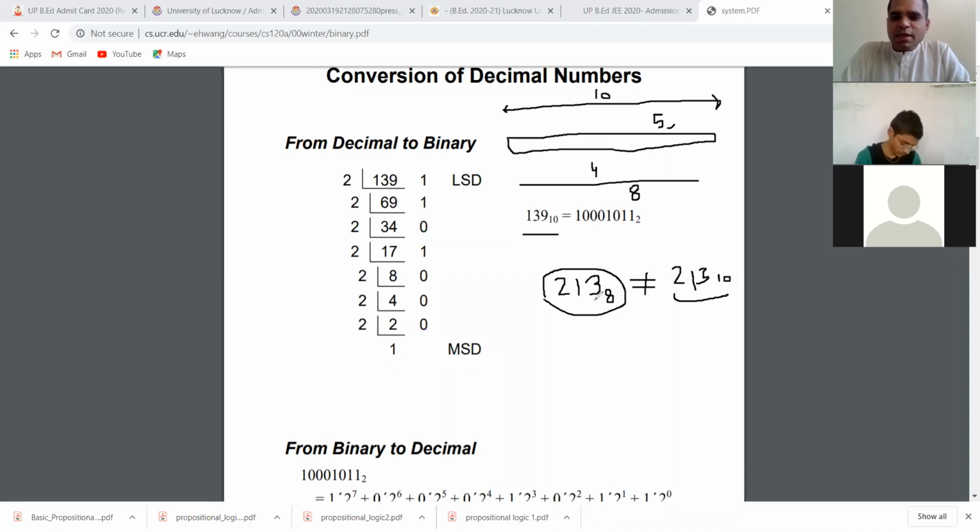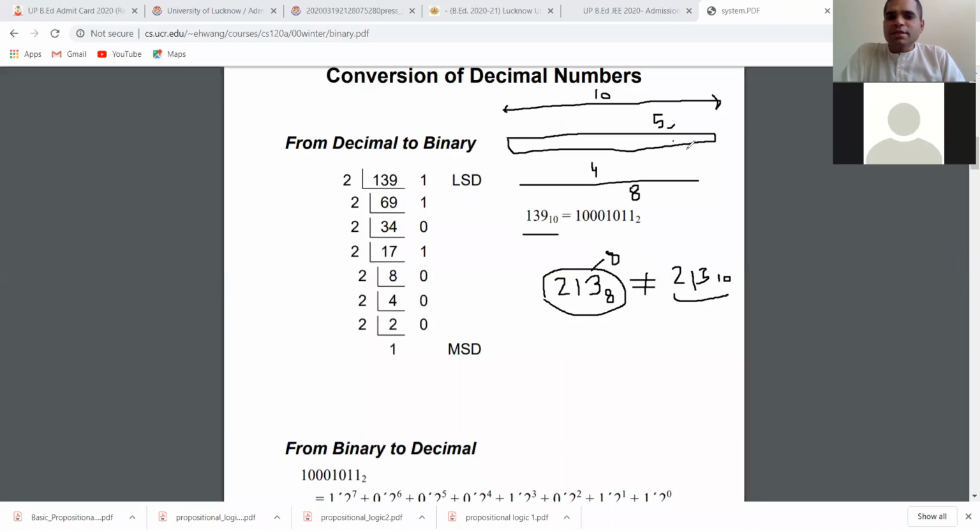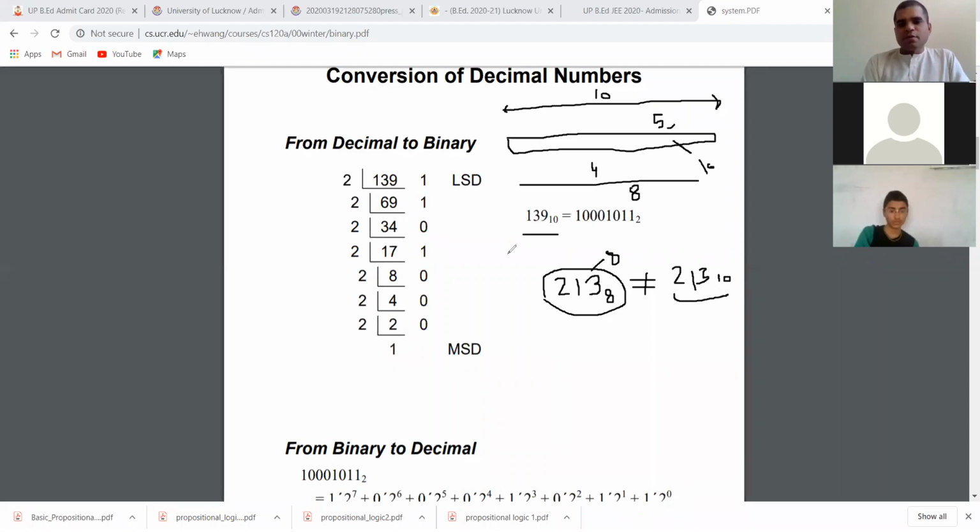So the octal number system has 8 basic numbers from 0 to 7, and the decimal number system has 10 basic numbers from 0 to 9. So 213 of the octal number system is not equal to 213 of the decimal number system. Therefore we write 139 base 10, so that we understand 139 belongs to the decimal number system, and here we have written base 2, so we understand that this number belongs to the binary number system.